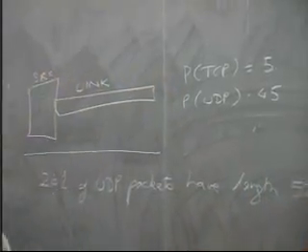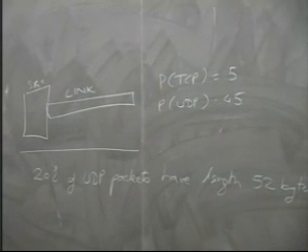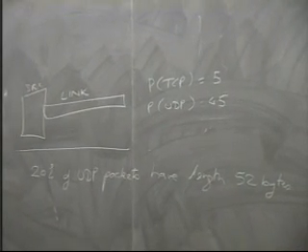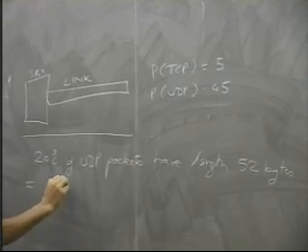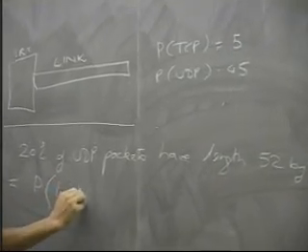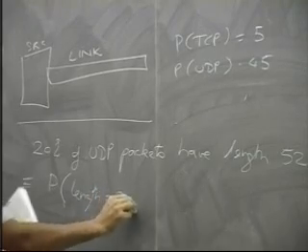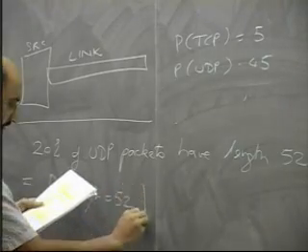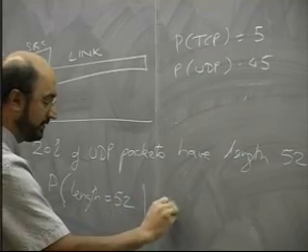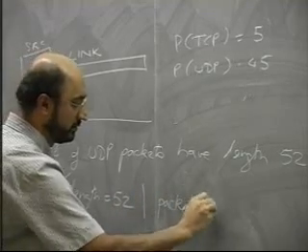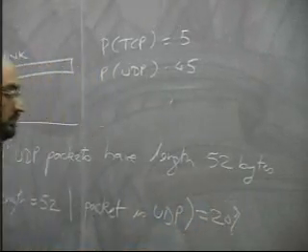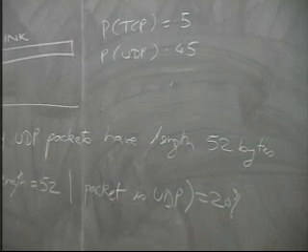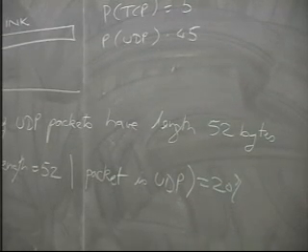That's just a statement I made because I looked at just the UDP packets and measured their lengths. It turns out 20% have a length of 52 bytes, which means, in the frequentist approach, we can say the probability that length equals 52, conditional on the packet being UDP, equals 20%.